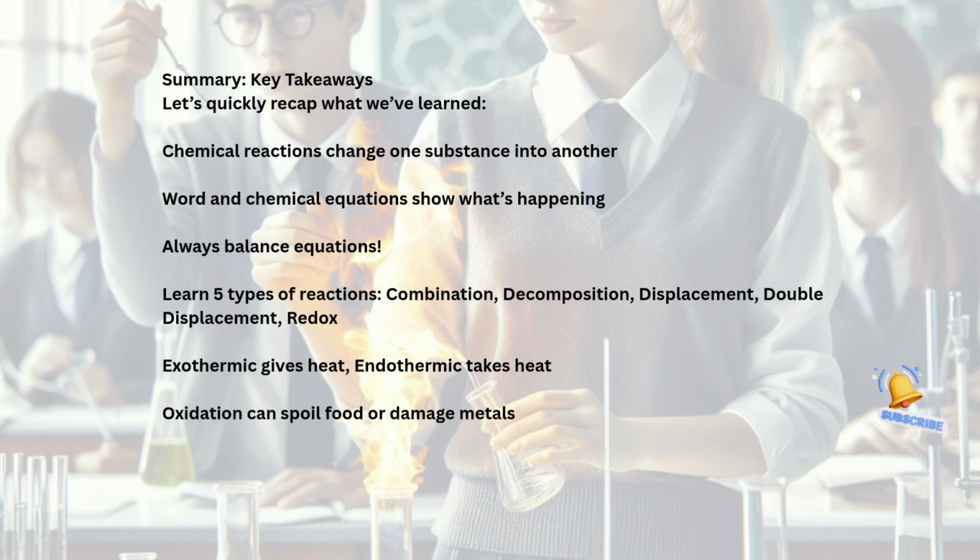Summary: key takeaways. Let's quickly recap what we have learned. Chemical reactions change one substance into another. Word and chemical equations show what's happening. Always balance equations. Learn 5 types of reactions: combination, decomposition, displacement, double displacement, redox. Exothermic gives heat, endothermic takes heat. Oxidation can spoil food or damage metals.